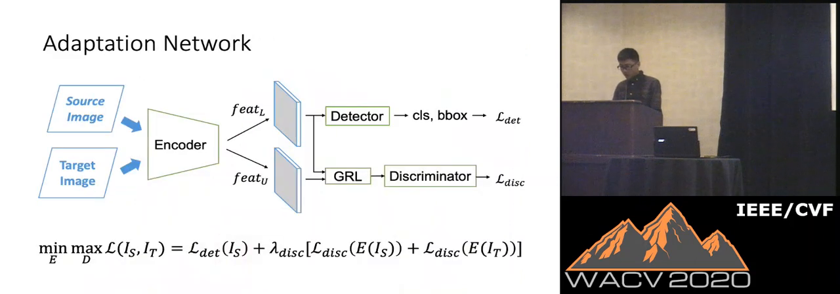Here's an overview of our adaptation network structure with a detection branch and another adaptation branch for aligning the two domains at the feature level with adversarial learning. Our objective function is the detection loss plus the discriminator loss.